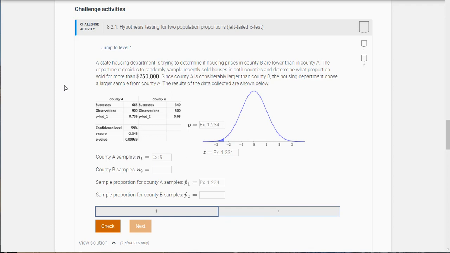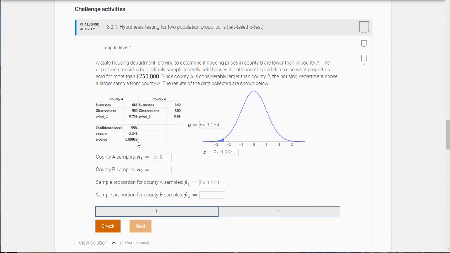So here's this problem. A state housing department is trying to determine if housing prices in County B are lower than in County A. So look, it tells you it's lower, it's going to be a left-tailed test. The department decides to randomly sample recently sold homes in both counties and determine what proportion sold for more than $250,000. Since County A is considerably larger than County B, the housing department chose a larger sample for County A. That's fine. So the results of the data collected are shown below. Here's the output for County A, here's the output for County B. It looks like we have a confidence level, a z-score, and a p-value.